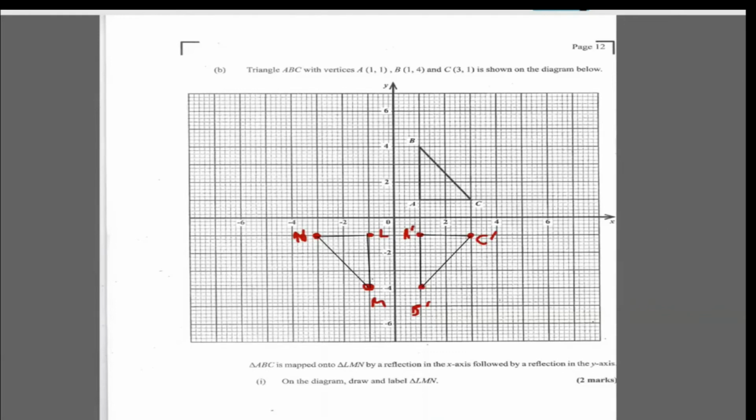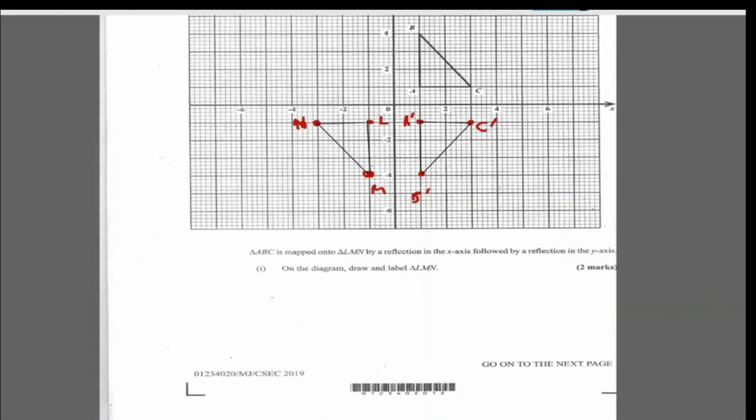All right, nice and easy. What else are they asking us to do? On the diagram, draw a triangle LMN. This is it. This diagram right here is LMN. So we're done. All right, so we'll take it that we're done. Nice.